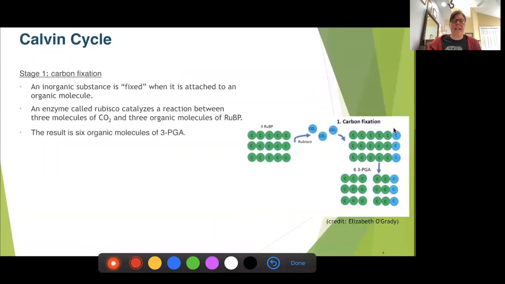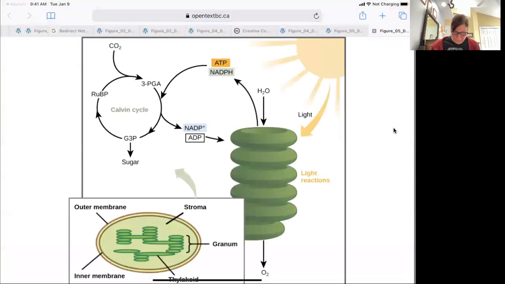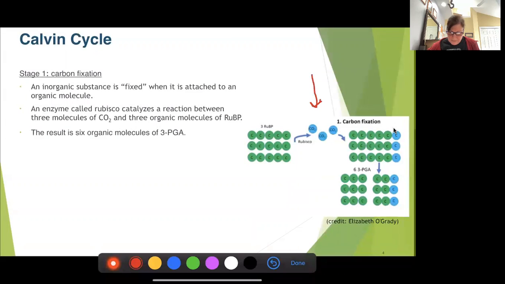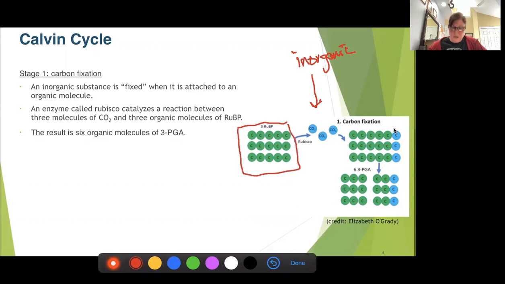So with carbon fixation, when we talk about things being fixed, it's like fixed versus being broken. So when we talk about CO2, it is inorganic. We can't use it. So we need to fix it. And what I mean by fix it, we need to turn it into something that is organic. And so what we're going to do is take the CO2 and hook it up to a molecule called RUBP. We are going to use an enzyme.